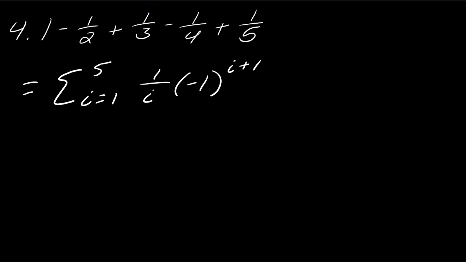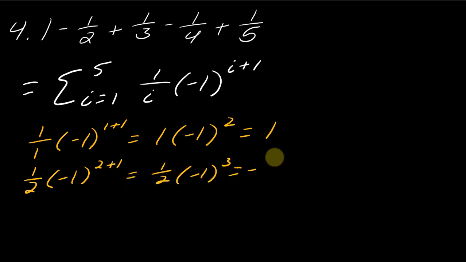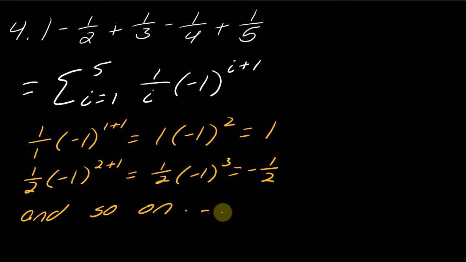So if I try to plug this in now, I start with i equals 1. So this becomes 1 plus 1, so this is 1 times -1 squared. So yeah, that'll give me 1. And then if I move on to i equals 2, now I'm going to have 1/2 times -1 to the third. So yeah, that'll give me -1/2, and so on. So if you're not sure, just force yourself to try out the formula to make sure you've got it.